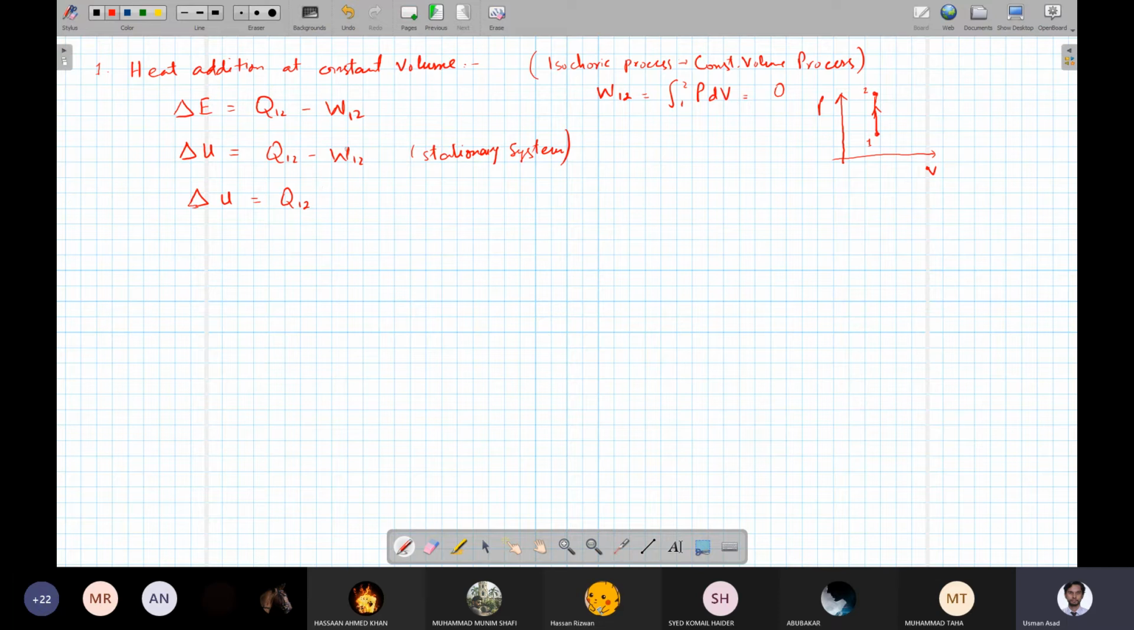a change in internal energy is just going to be equal to ये heat added. ठीक है? And this heat added is going to be equal to mCV delta T for a constant volume heat addition, because that's where this whole definition of CV came from.